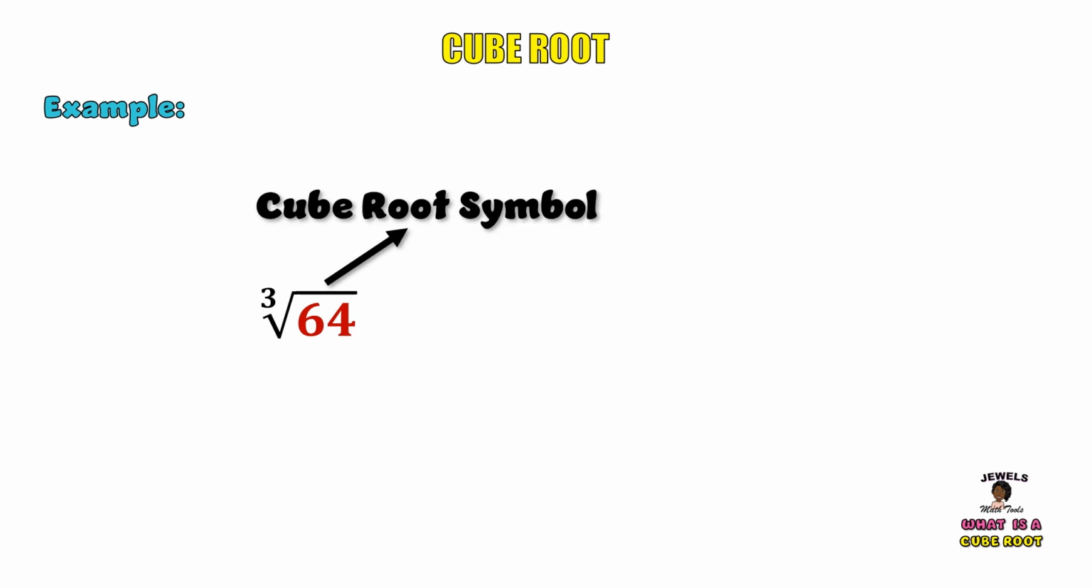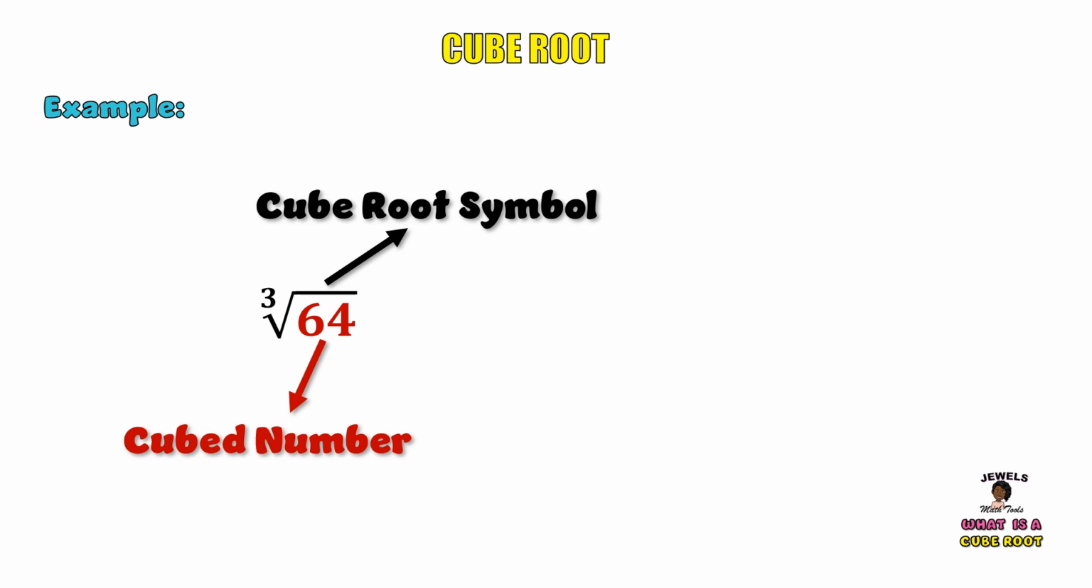So let's look at an example. Here we have the cube root of 64. Now this root with the 3 in front of it, this is our cube root symbol. And underneath our cube root, we have 64. 64 is our cube number.